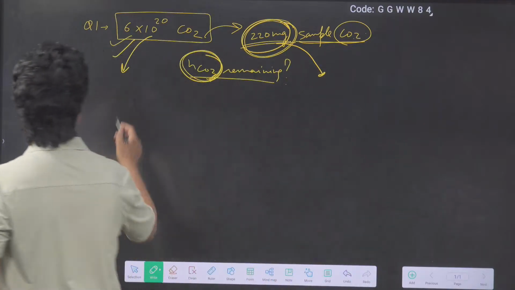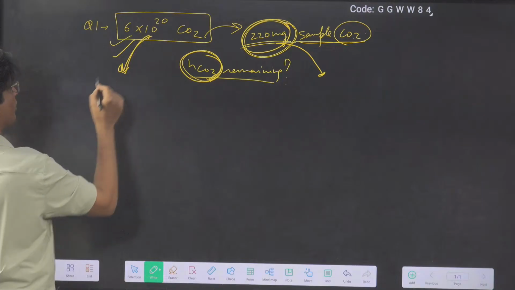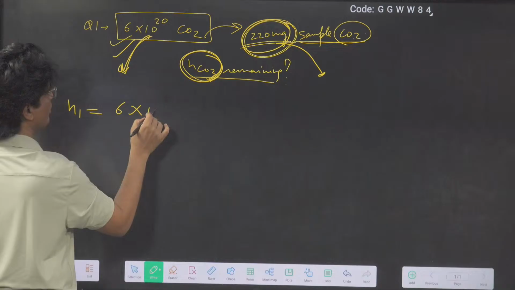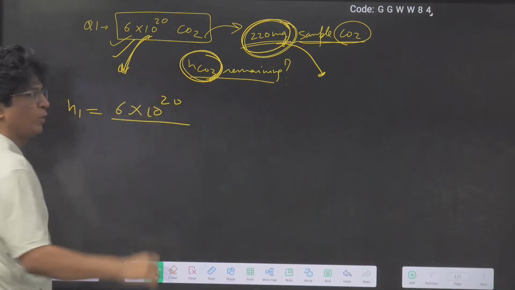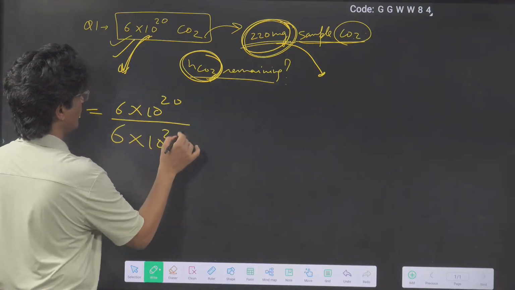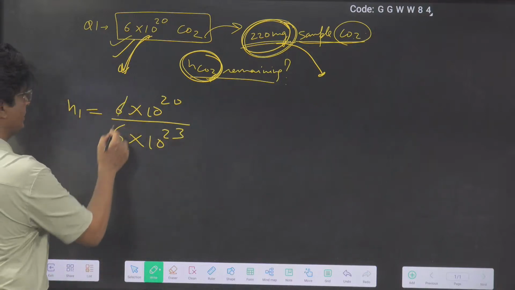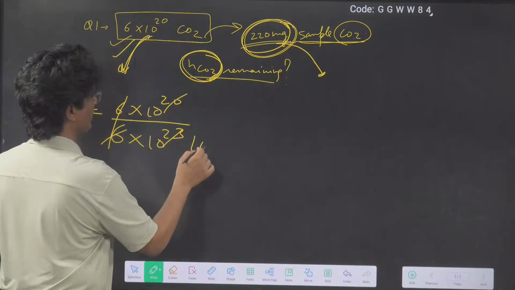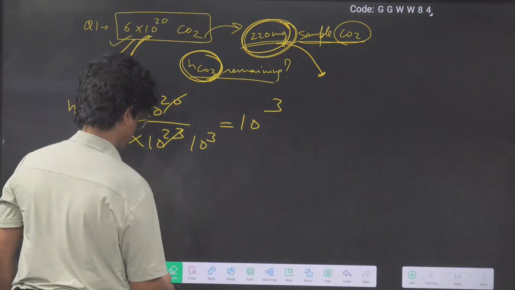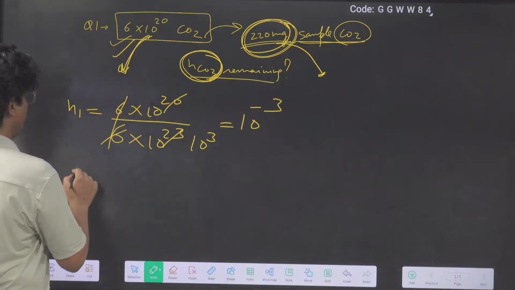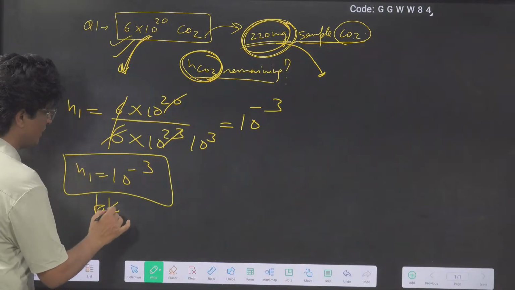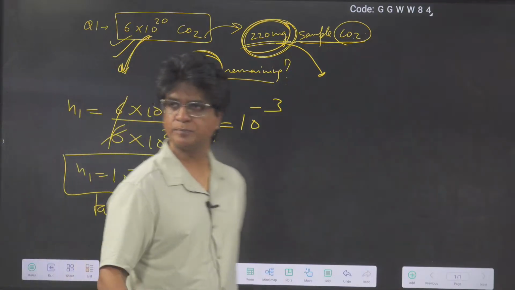Okay, let's see. So let me convert that these many moles are taken out. N1 is the number of moles of CO2 taken out. How much? 6 into 10 to the power of 20. When they give you the number of molecules, to get the number of moles, what will you do? Divide by Avogadro's number, 6 into 10 to the power of 23. So this will cancel out and we will get 10 to the power of minus 3. So N1 is equal to 10 to the power of minus 3. These many moles are taken out.